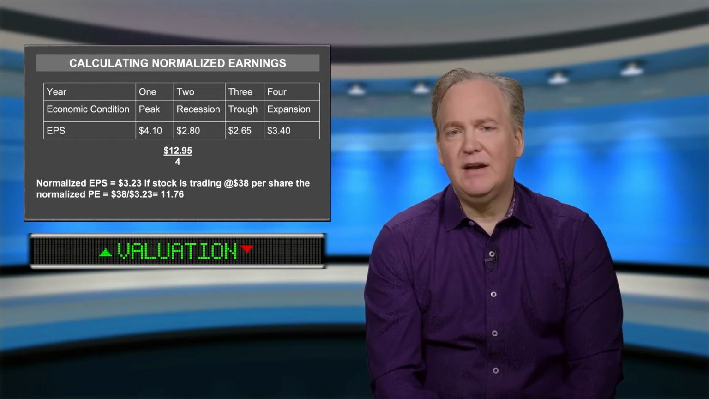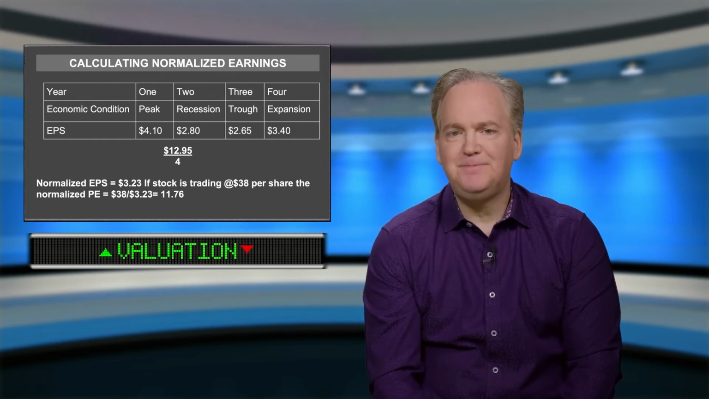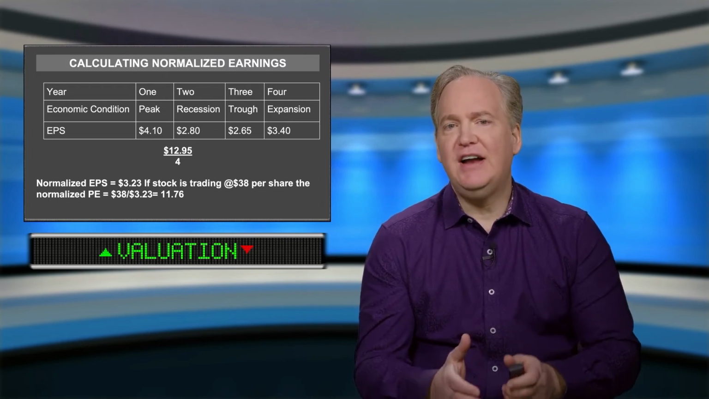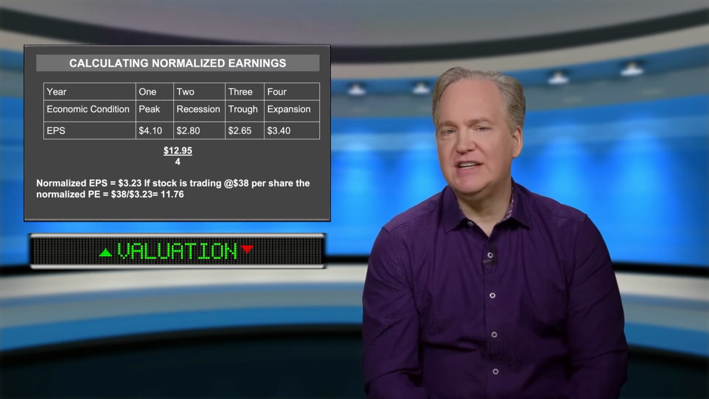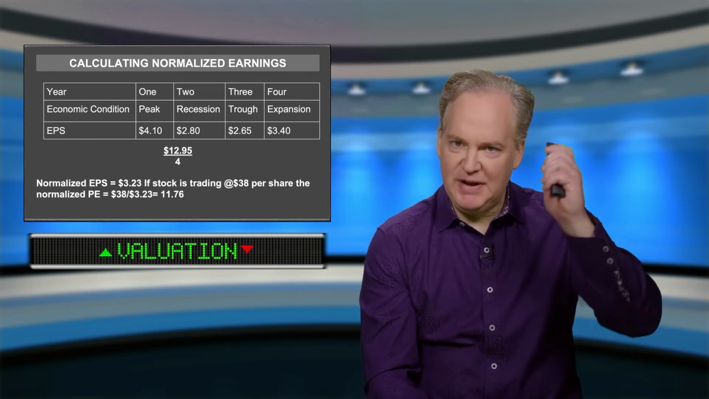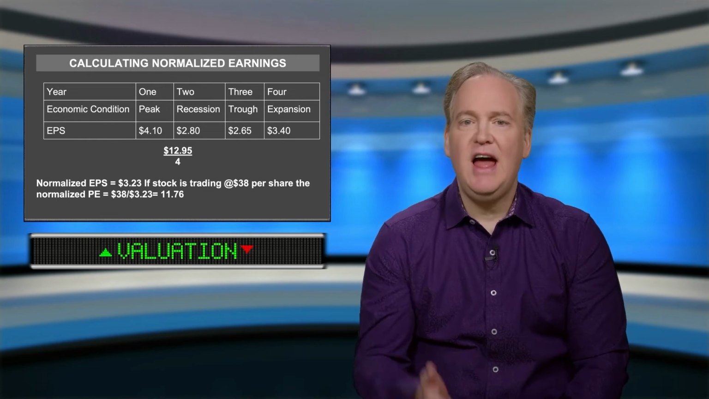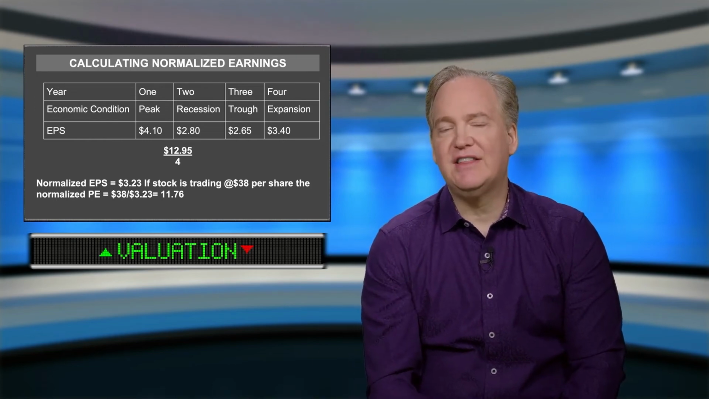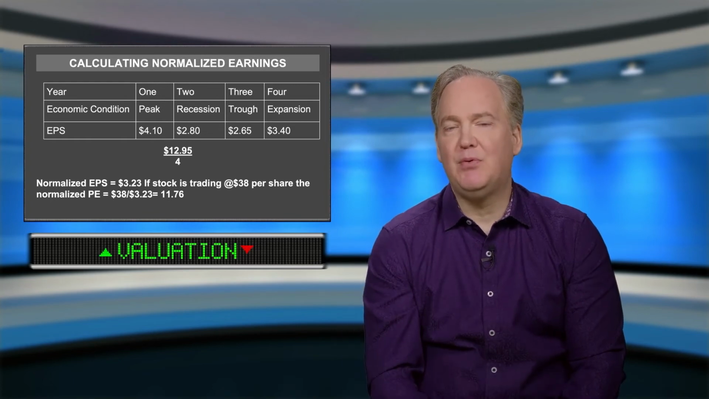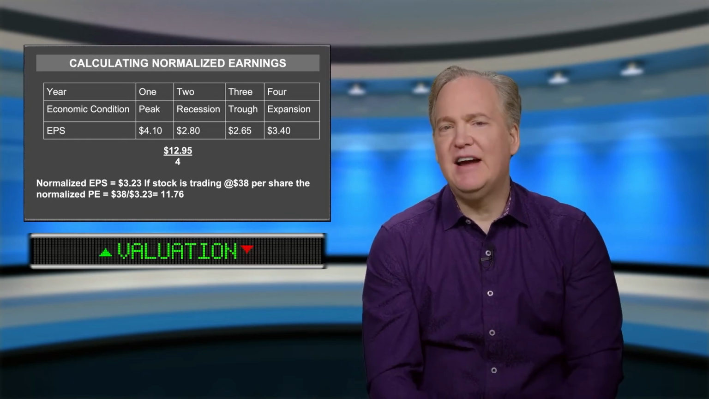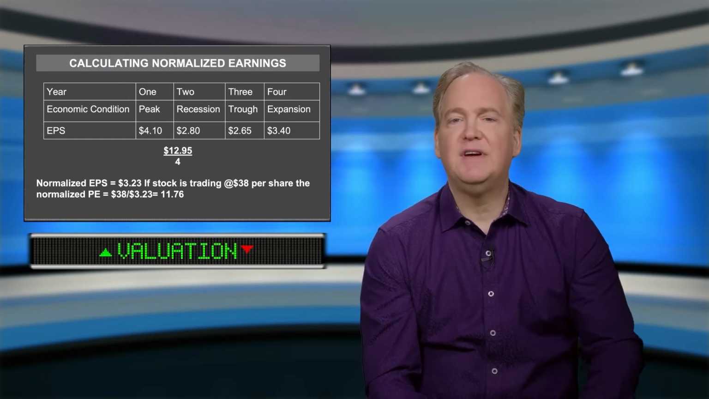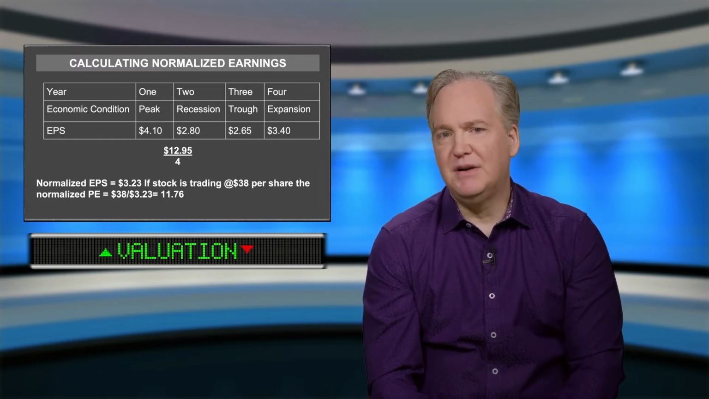Now, when analysts calculate normalized earnings per share, they try to estimate the earnings in mid-cycle. We're not going to take the earnings at the peak of the economic cycle, and we wouldn't take the earnings at the trough of the economic cycle, but somewhere in that midpoint to reflect the fact that the economy moves up and down and that the earnings of the company will be moving in line with those movements through the business cycle.